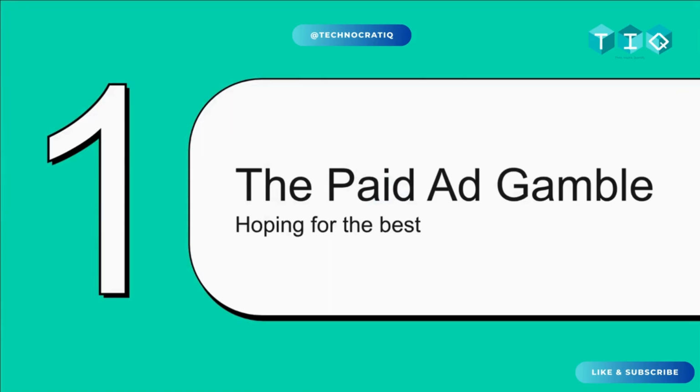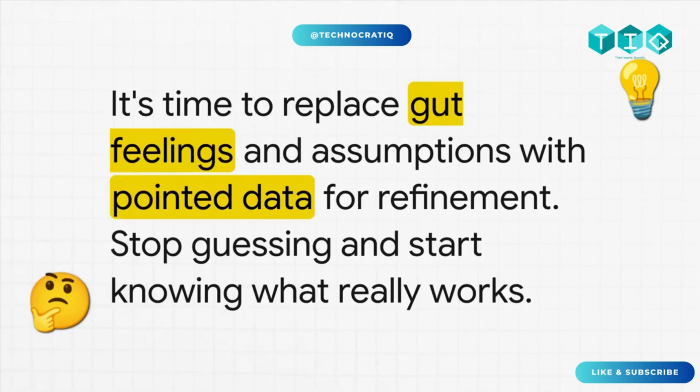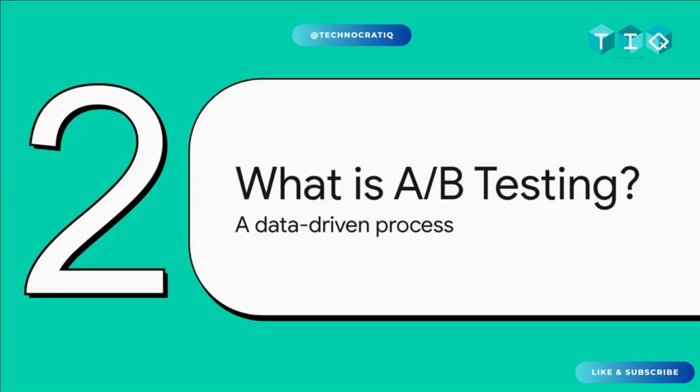And this really gets to the heart of the problem. So many businesses are stuck in what I call the paid ad gamble. They're pouring cash into these big platforms, which is great, but they're doing it without any real data. They're basically just crossing their fingers and hoping for the best. But what if you could take all of that guesswork out of the equation? What if you could replace that hope with cold hard data? That's the mindset shift we're talking about today. It's about moving from guessing to knowing. So how do we do that?